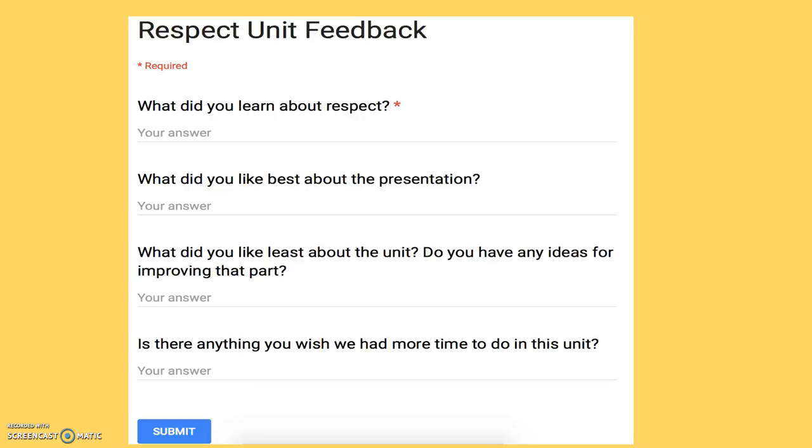To conclude the lesson, the students will submit another survey to give us feedback on how they felt the lesson helped them, and feedback on how we can improve the lesson for future students.